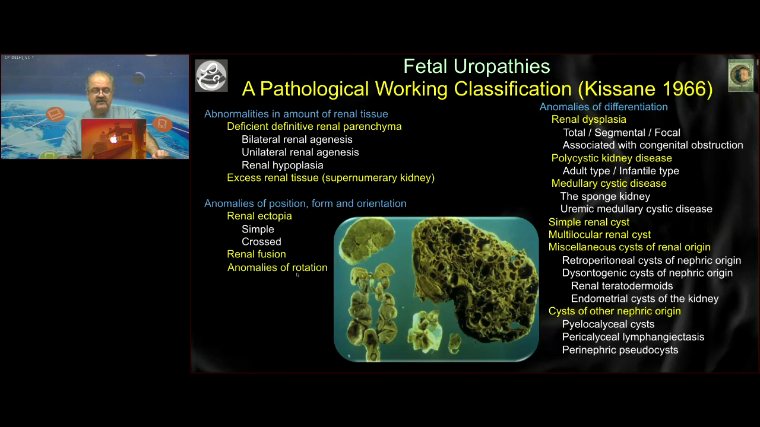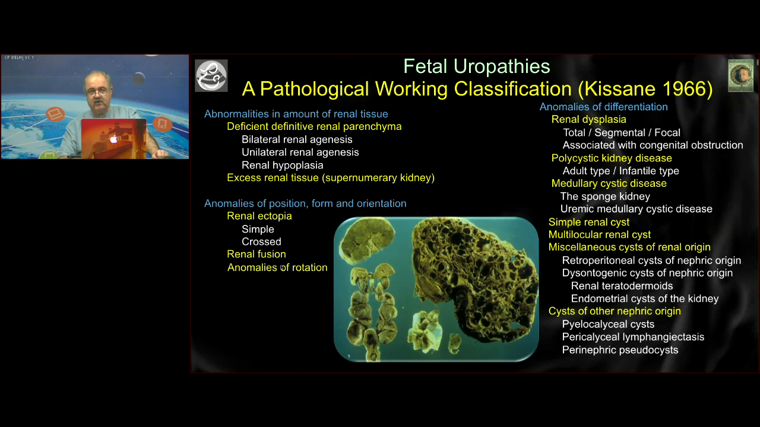The anomalies of rotation are important because very often when we see a kidney that is not rotated entirely like it should have during embryology, and it still faces in a different rotation, then we tend to overdiagnose pelviectasis.